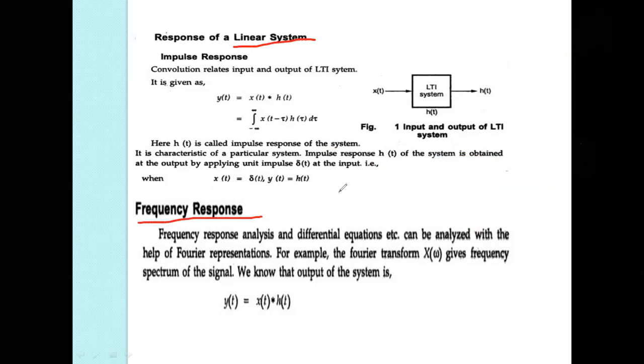Impulse response, and then next one is a frequency response. The frequency response analysis and differential equations, etc., can be analyzed with the help of Fourier representations. For example, the Fourier transform X of omega gives the frequency spectrum of the signal. We know that the output of the system is y of t equal to x of t convolved with h of t.